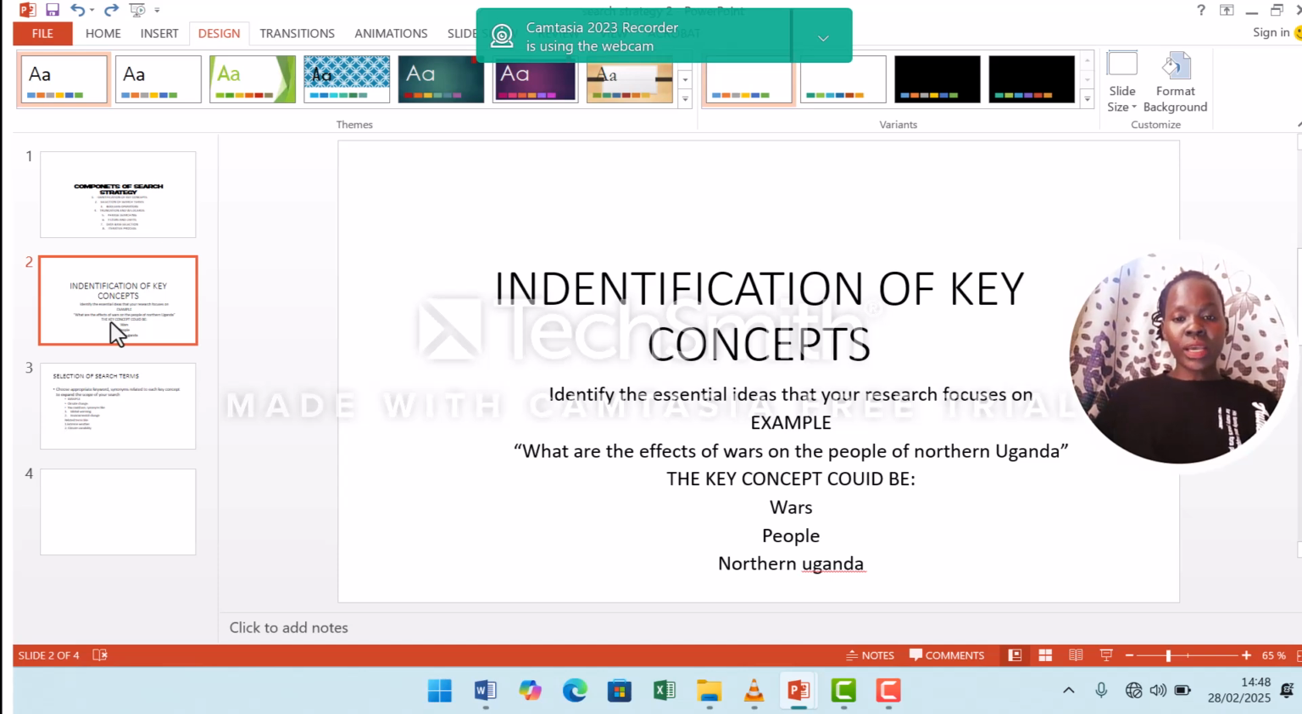Then we can look at this example to guide us through, like maybe for the third question: what are the effects of wars on the people of northern Uganda. So here you're going to identify the key concepts, and here the key concepts could be wars, people, and northern Uganda. Those are basically the key concepts you're going to look at during your research work.